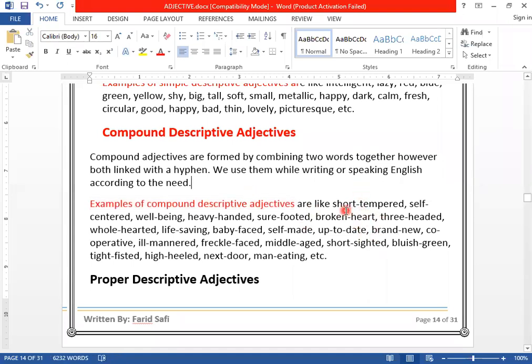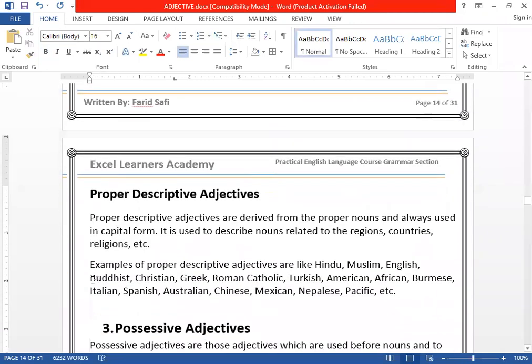Like for example, short-tempered. And between compound descriptive adjective, we put what? Hyphen. This is the sign we have, the punctuation mark we have between two, this is called hyphen. Between compound descriptive adjective, we put hyphen, like short-tempered, self-centered, well-being, heavy-handed, clear, sure-footed. For example, broken-hearted, three-headed, whole-hearted, life-saving, baby-faced, self-made, up-to-date, brand new, cooperative, ill-mannered. We have freckle-faced, middle-aged, short-sighted, bluish-green, tight-fisted, high-heeled, next door, man-eating. So all of them, if you look at here, they are descriptive adjectives, and we call them compound descriptive adjectives.